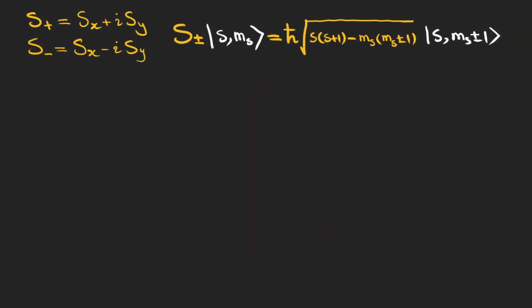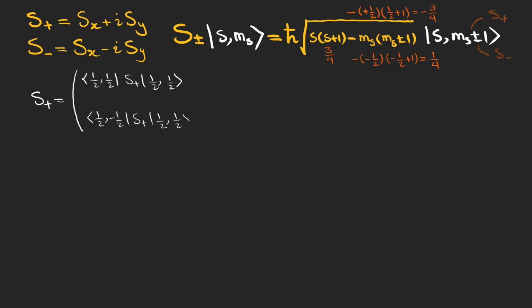To find the matrices that represent the x and y components of spin, we can use these relations for raising and lowering operators. We need to pay attention that these operators change the kets, and so we expect some matrices with 0 diagonals. For both raising and lowering operators, this term is 3/4, and the second term is either minus 3/4 or a quarter, which yields 1 when added to the previous one. These are the 4 elements of the raising operator matrix.